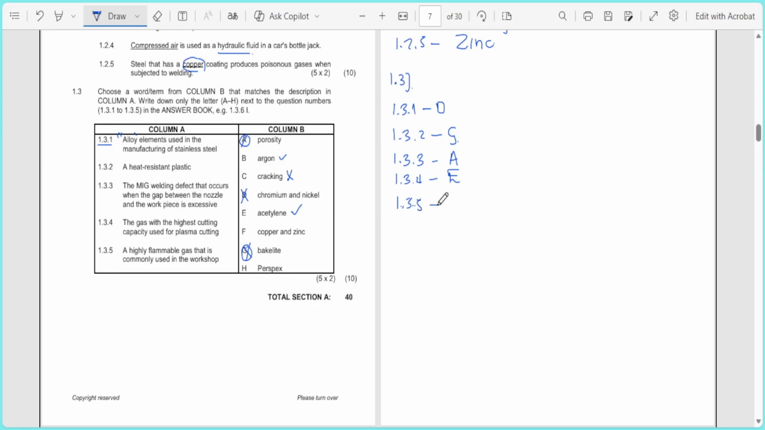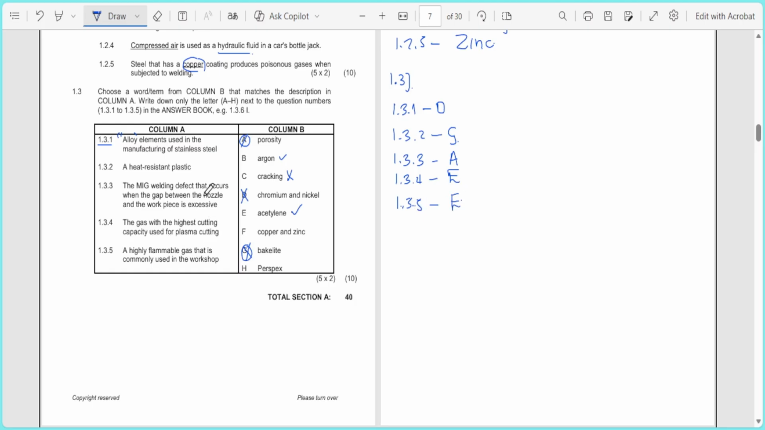1.3.5, last question. A highly flammable gas that is commonly used in the workshop. Let's see. Argon is definitely an option. It's a guess. And then acetylene is also an option. I would also say that E is a highly flammable gas.